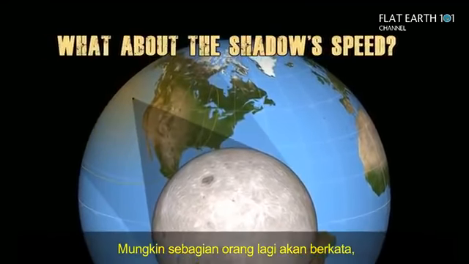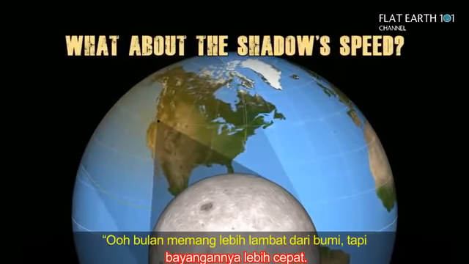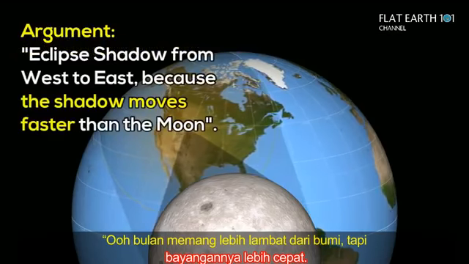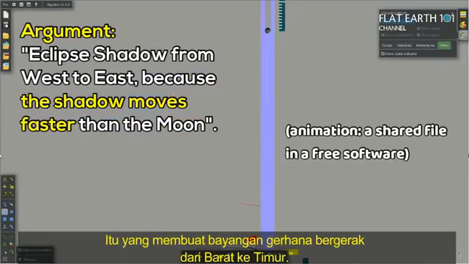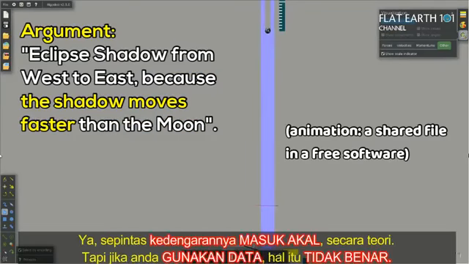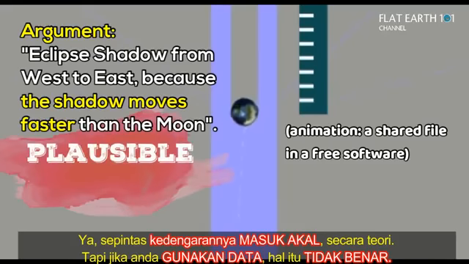Perhaps other people would say, oh, the Moon is slower than the Earth, but the shadow moves faster. That makes the shadow move from west to east. Well, this sounds plausible in theory, but if you put in the data, it's not correct.